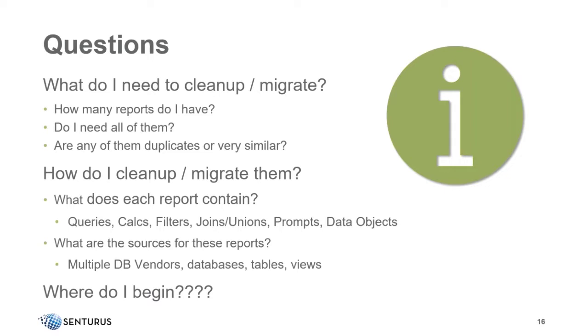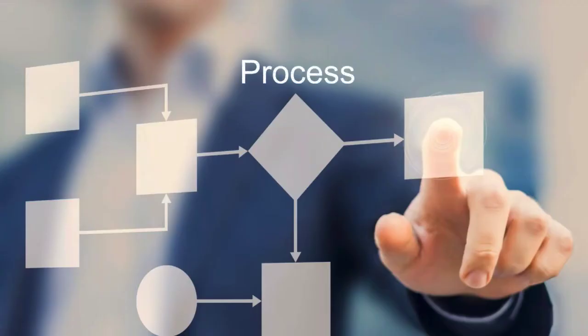Does each report contain different elements, different queries, calculations, joins, prompts, lots of different things that each report can contain? And also, what are the sources for databases? Do you know exactly what reports are referencing what tables? If you've got multiple databases, how can you figure out easily which ones are mapping to which databases, which vendors, tables, views? So it's just an overwhelming process and very difficult to wrap your head around if you're just getting started. So let's talk about the process.